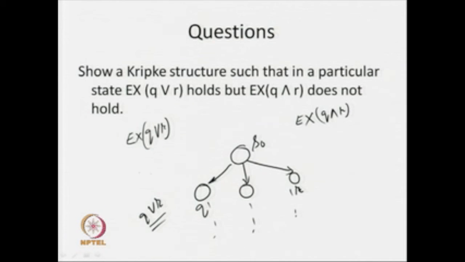So, in S0 there exists a path where in the next state q or r is true. But if you look into this particular next state, q is true but r is not true. In this particular state, r is true but q is not true. So q and r is not true in any one of these states. So, in this model, in S0 there exists a path where in the next state q and r is not true.